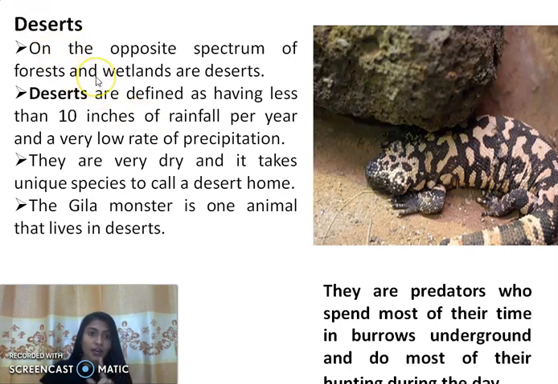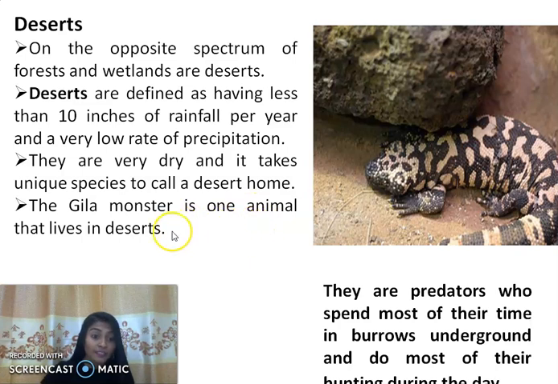See, deserts are defined as having less than 10 inches of rainfall per year and a very low rate of precipitation. See, here the rainfall is very less. That's why the rate of precipitation is obviously very low. They are very dry and it takes unique species to call a desert home. Not every species can survive in the desert. So there are unique species that are specific only to the desert. As we can say, a desert is where a camel can live. That is a common example in layman's language. We used to know that the camel can live in the desert. So here one of the examples is the Gila monster.